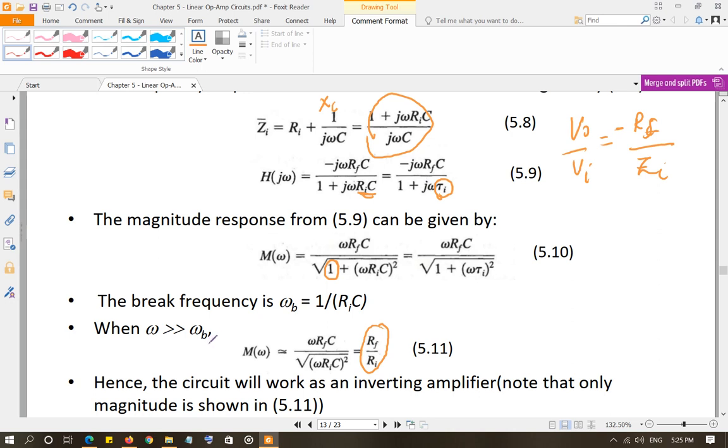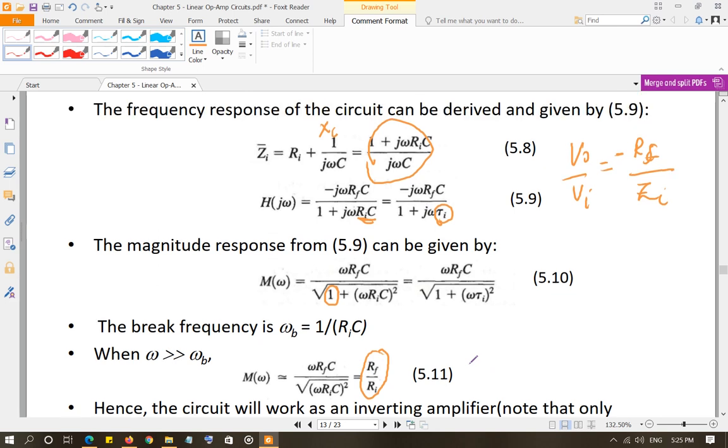And why is it important? Because for the true differentiator circuit, as the frequency increases, the gain of the amplifier also increases, and the spikes will also increase because they are multiplied by the gain of the differentiator. In this case, if your frequency is increasing above omega B, you don't have that problem anymore, that your gain of the differentiator is increasing as well. Your gain is going to become constant, and the circuit will start operating as an inverting amplifier instead of a differentiator.